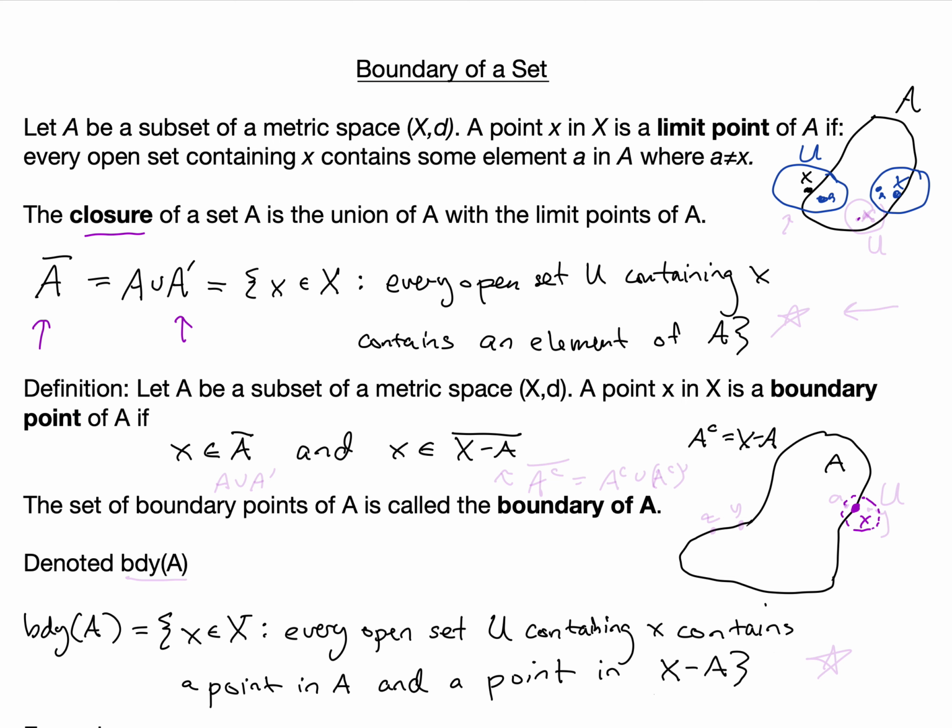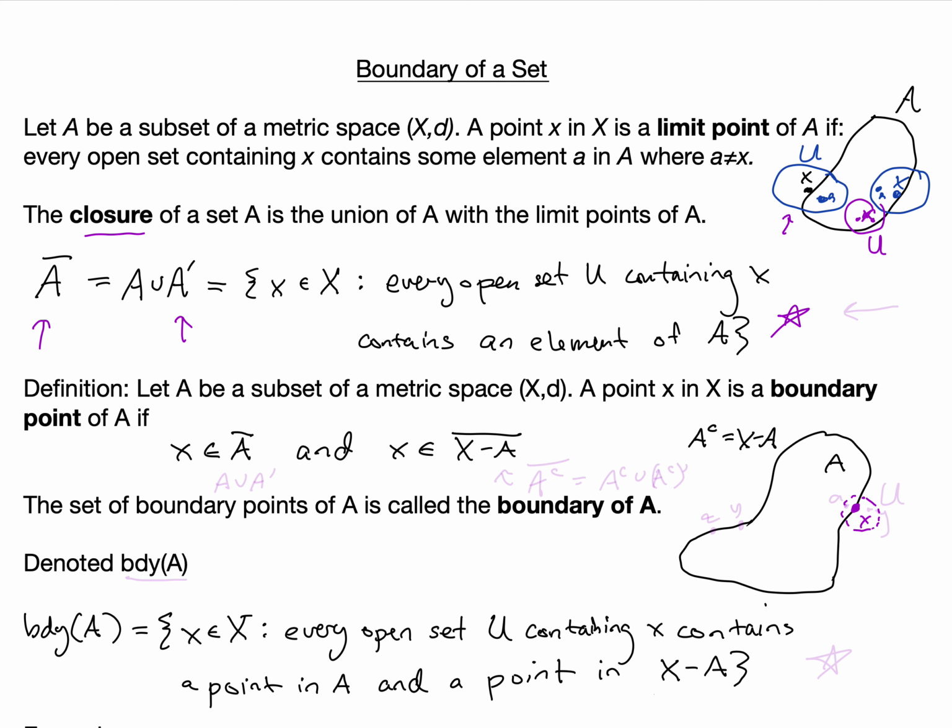So if x is actually an element of A, then it's immediately true that any open set U containing x contains an element of A because x is an element of A. Or if x is outside of A, that means that x must be a limit point of A if x is in A closure, in which case any open set containing x would contain a point of A other than x itself. So this is another way that we could describe the closure of A.